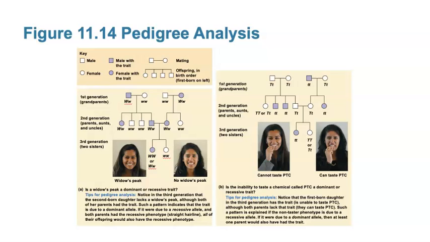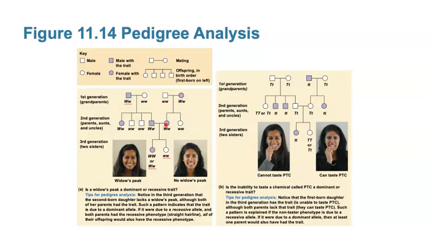This is a pedigree for whether or not you have widow's peak. And so here you see this area of the hairline right here that comes to a point. That's the widow's peak. And we do know that widow's peak is dominant. But we could have figured that out just by looking at this pedigree. Because here's a male with the trait, and here's a female without. And they have 4 kids. And some of them have the trait and some of them don't.